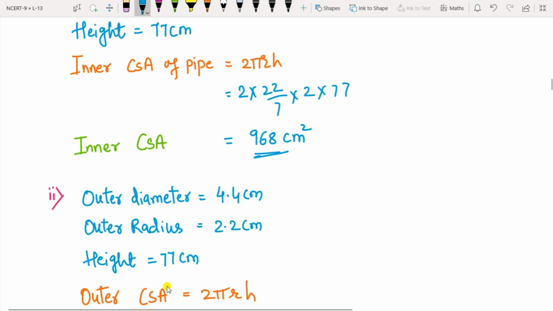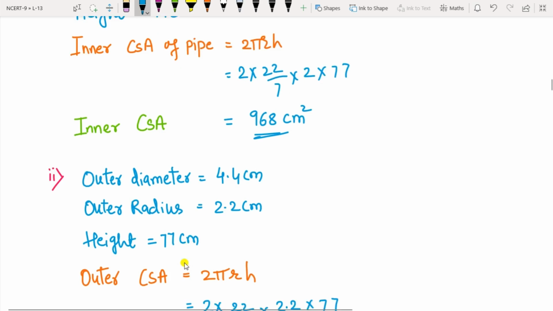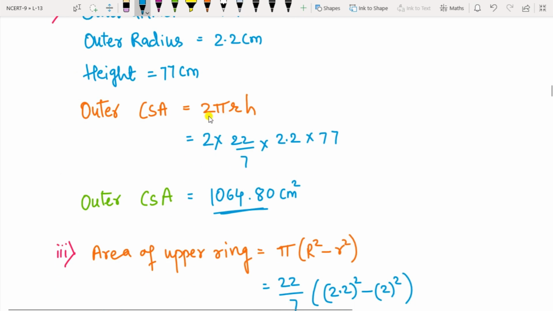Then the outer diameter is 4.4 centimeter. So the outer radius will be 2.2 and the height is the same, 77. For the outer curved surface area, the formula is 2 pi RH. Substitute the values for the radius as 2.2. So the outer curved surface area of the cylinder is 1064.80 centimeter square.